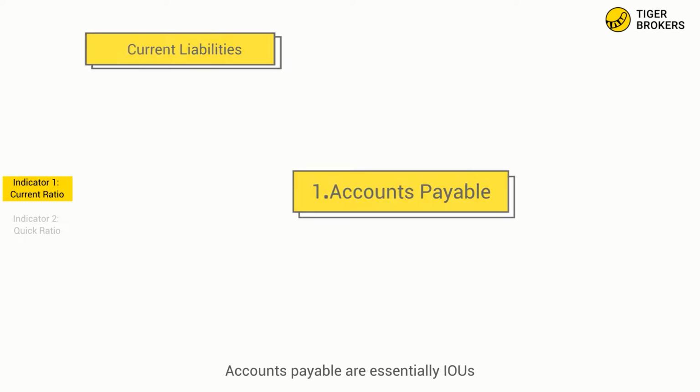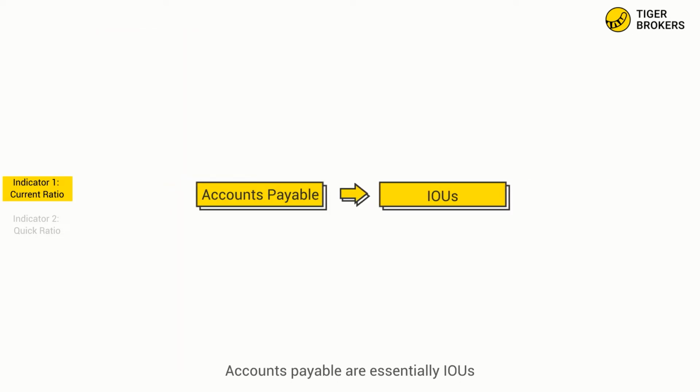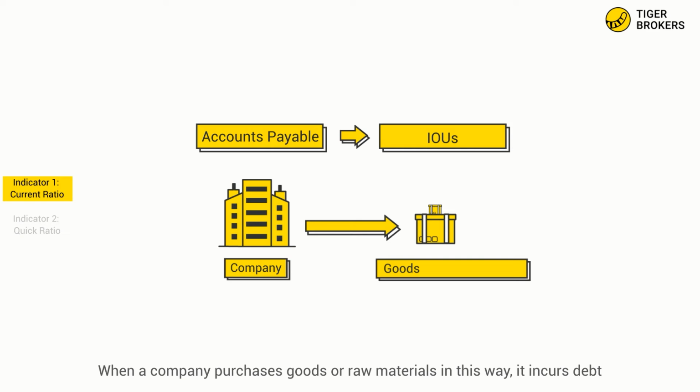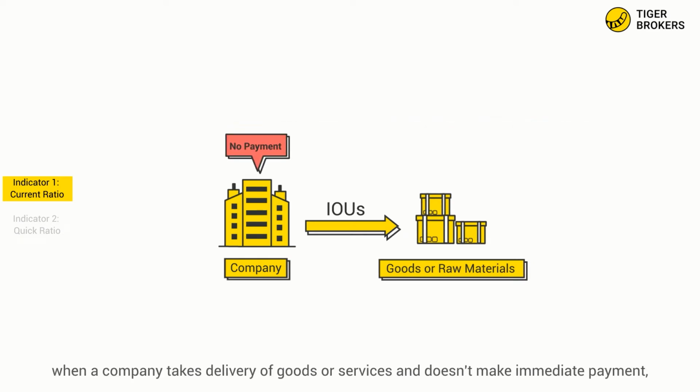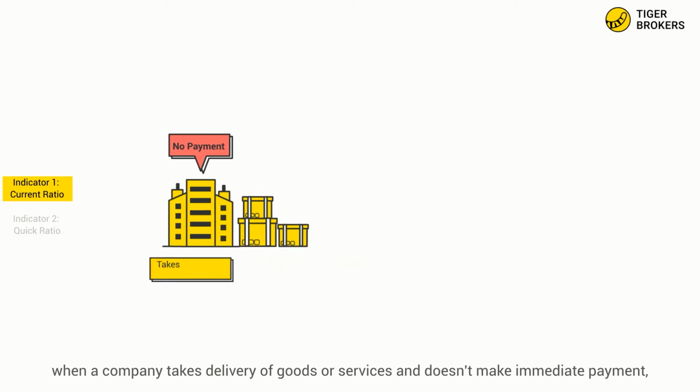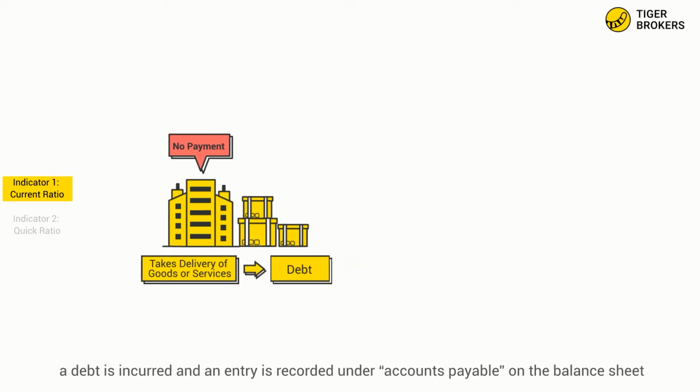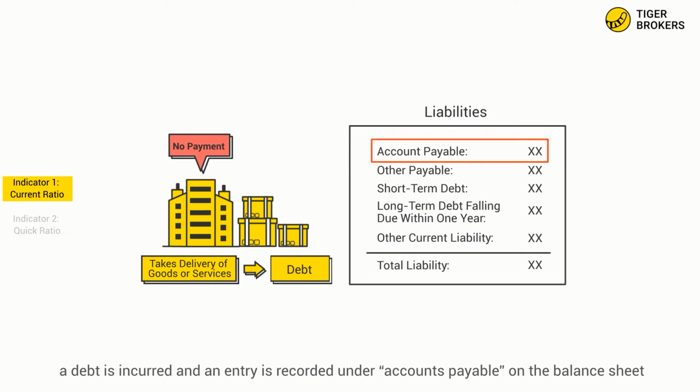Accounts payable. Accounts payable are essentially IOUs. When a company purchases goods or raw materials in this way, it incurs debt. According to the principle of accrual accounting, when a company takes delivery of goods or services and doesn't make immediate payment, a debt is incurred and an entry is recorded under accounts payable on the balance sheet.